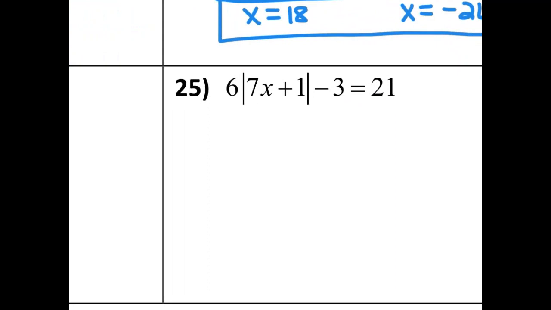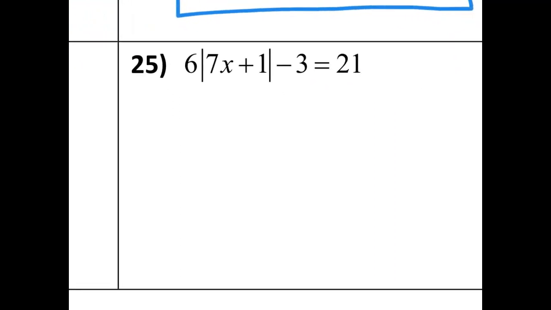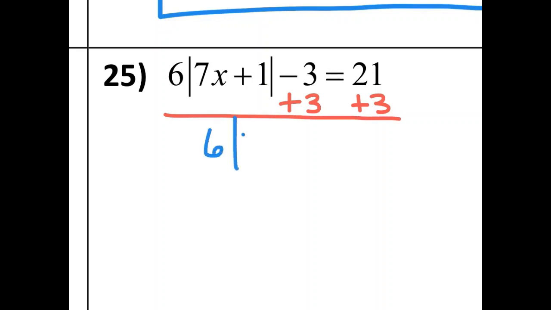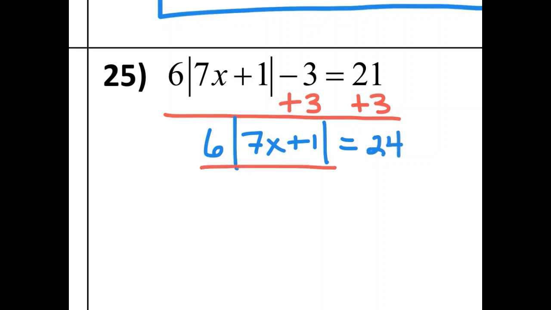And in this last problem, to start isolating the absolute value, you're going to add 3 to both sides. And then you bring down the 6 times absolute value of 7x plus 1. The 3's cancel, and all of that equals 24. Then divide both sides by 6. And now you have the absolute value isolated. Absolute value of 7x plus 1 is equal to 4.